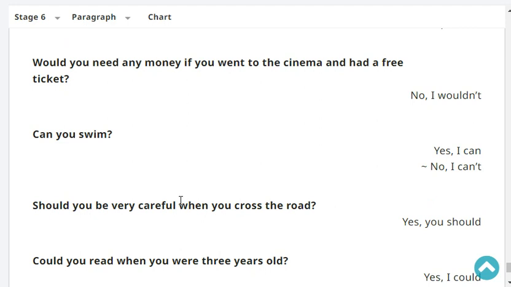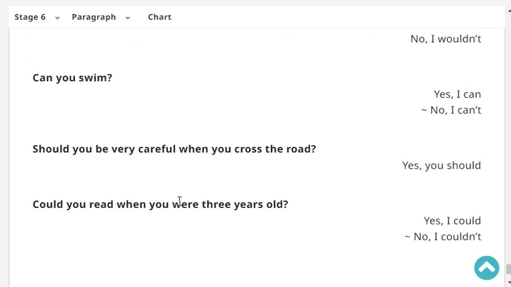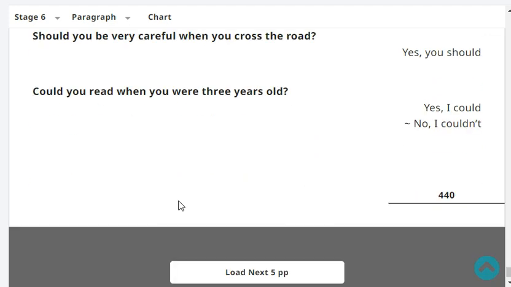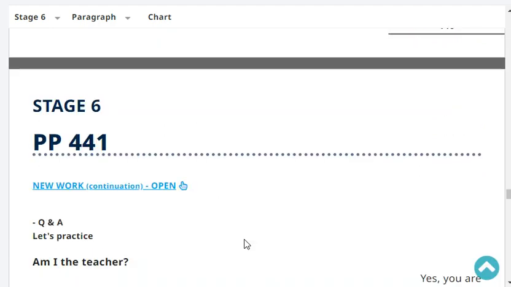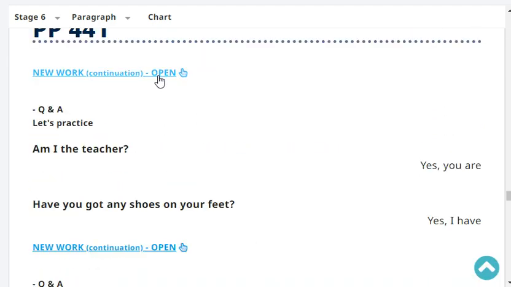Can you swim? Yes or no? Yes, I can. Should you be very careful when you cross the road? Yes, you should. Could you read when you were 3 years old? Yes or no? No, I couldn't. Very good.